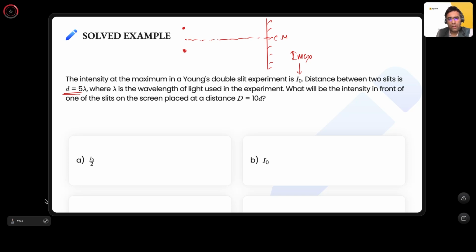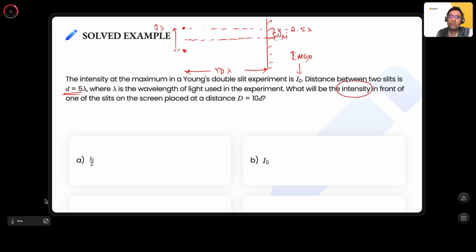Now, this distance is equal to 10 small d, or it is 50 lambda. All right. This is 5 lambda over here. Now, in front of the slit, this will be the y, and y will be equal to how much? 2.5 lambda. So, हमें intensity निकालनी है.